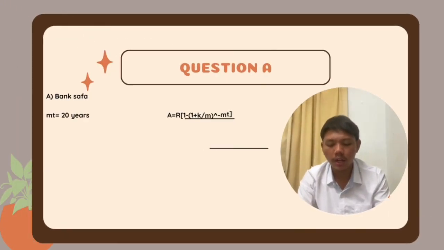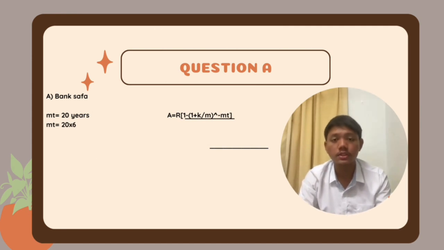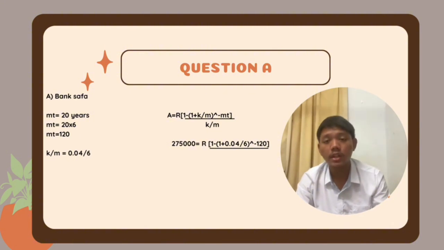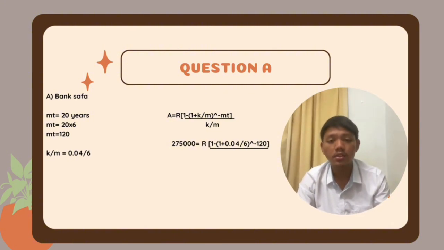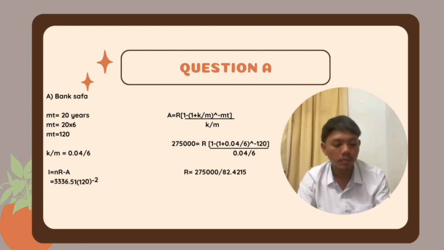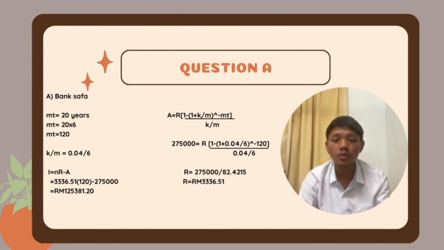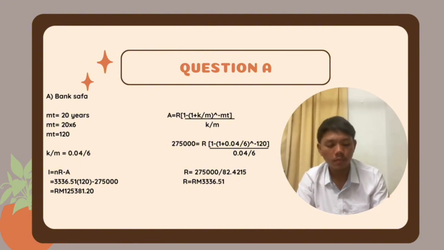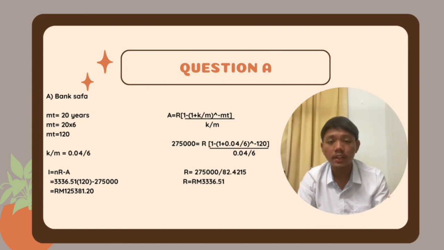Same formula as how I find the interest paid for Bank Al-Quds. First, we have to find MT for Safa Bank. The MT is 20 years multiplied by 6, then we get the answer 120. Then we have to find K over M by dividing 0.04 by 6. Then we use the same formula that I used for Bank Al-Quds to find the present value. We have to insert the numbers in the formula first.